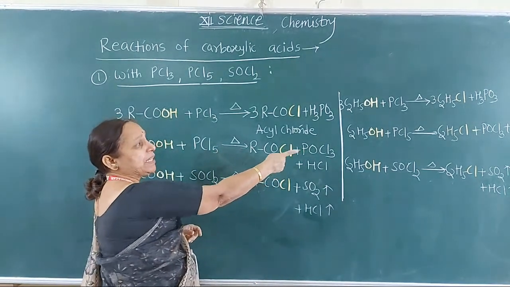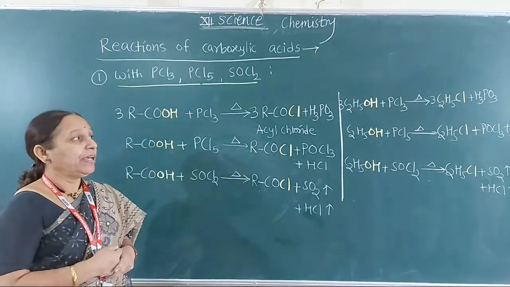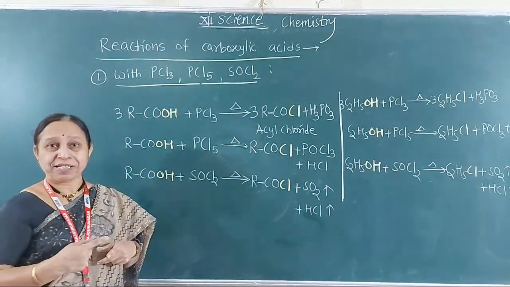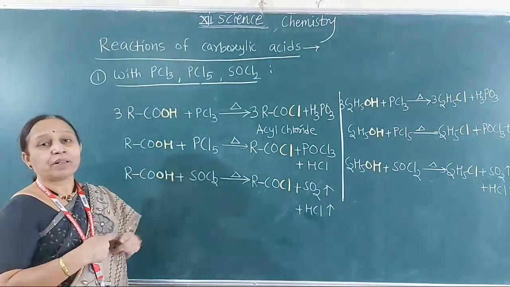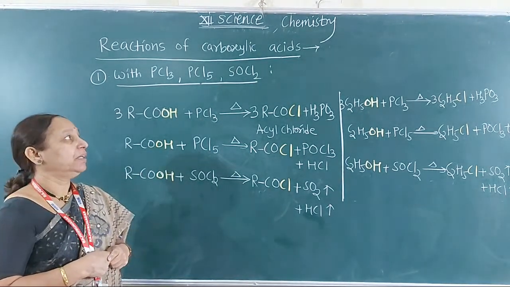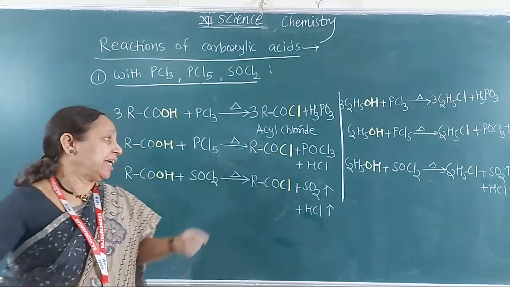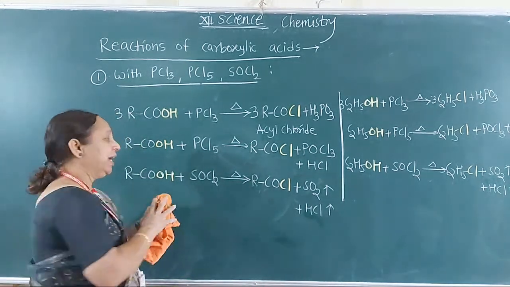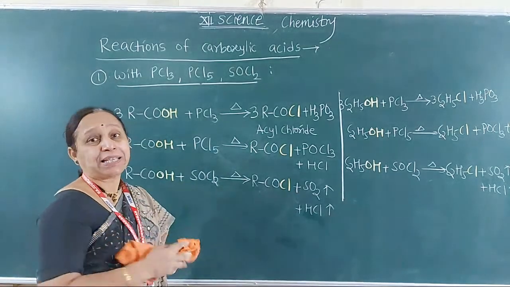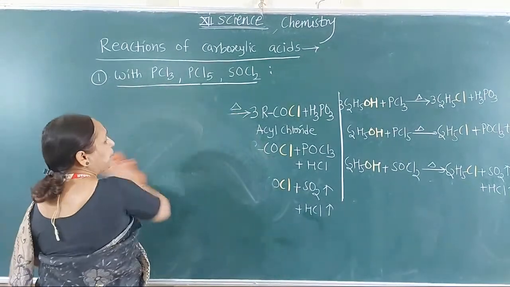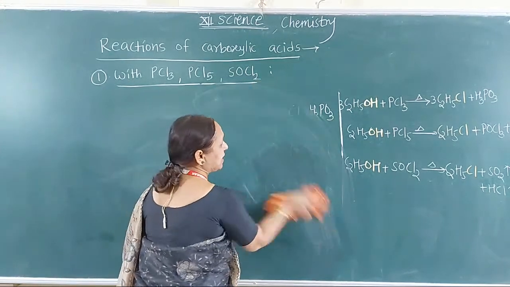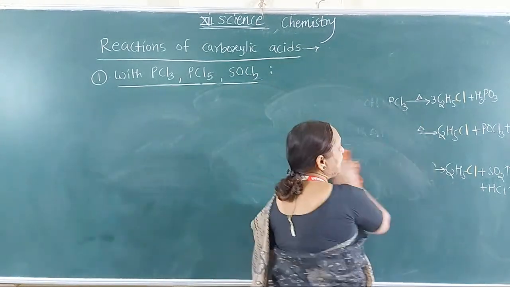You compare these reactions with alcohol. Reactions of alcohol with phosphorus halide and thionyl chloride are same like carboxylic acid. So, simple reactions and the product is acyl chloride. Then we will take proper example under this heading. Consider proper example of monocarboxylic acid and that is acetic acid.